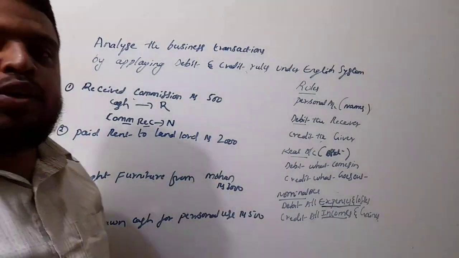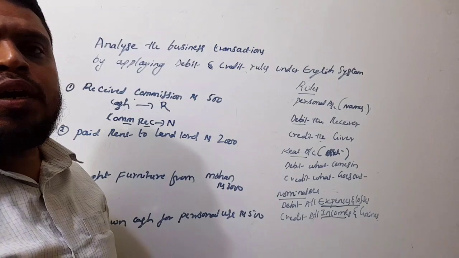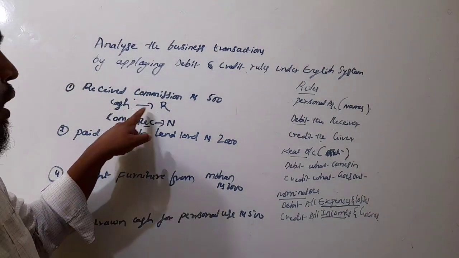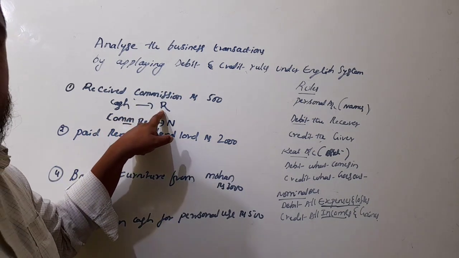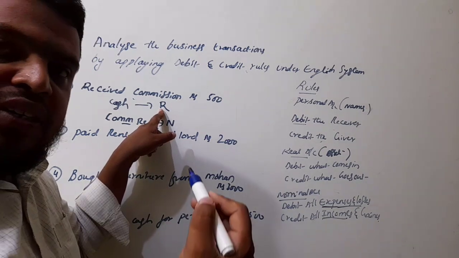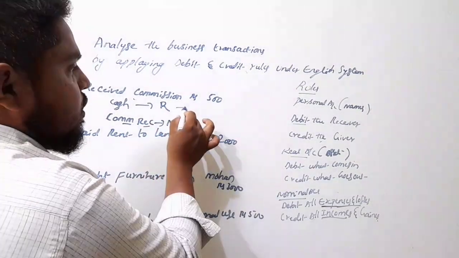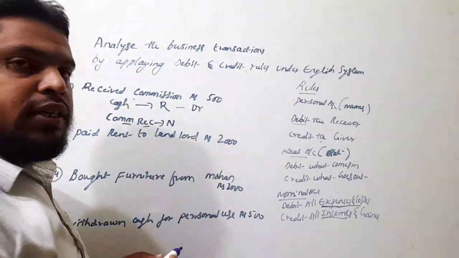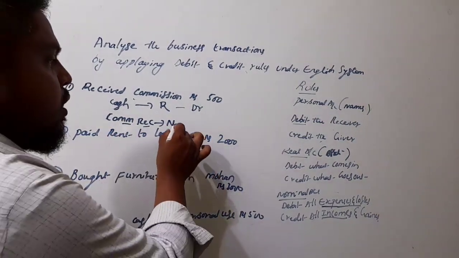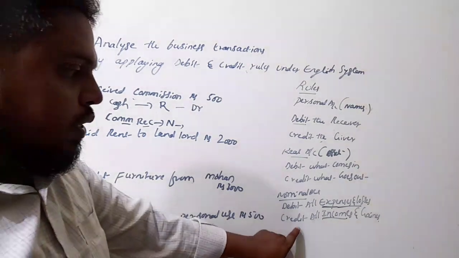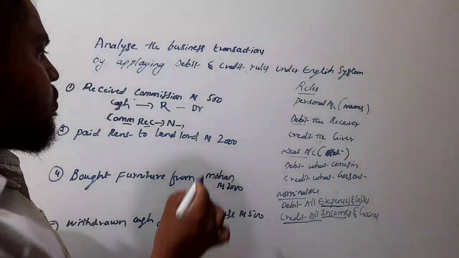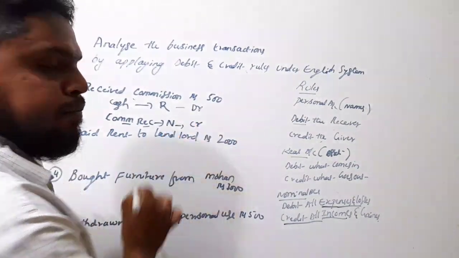Now we have to find out what is debit and what is credit here. Now apply the rules. Received commission, cash comes under real account. Debit what comes in. Cash is coming to the business, so this is debit side. Next, commission received comes under a nominal account. Nominal account rule: credit all the incomes and gains. So we write it on the credit side.